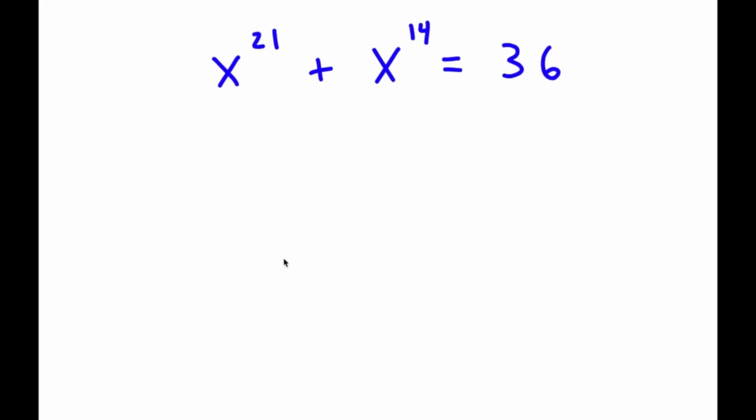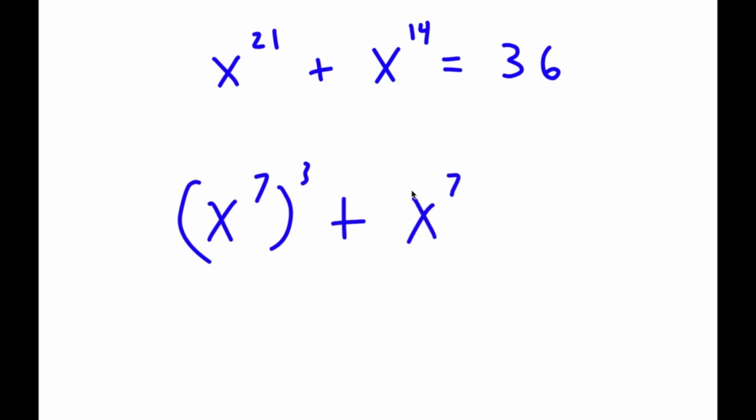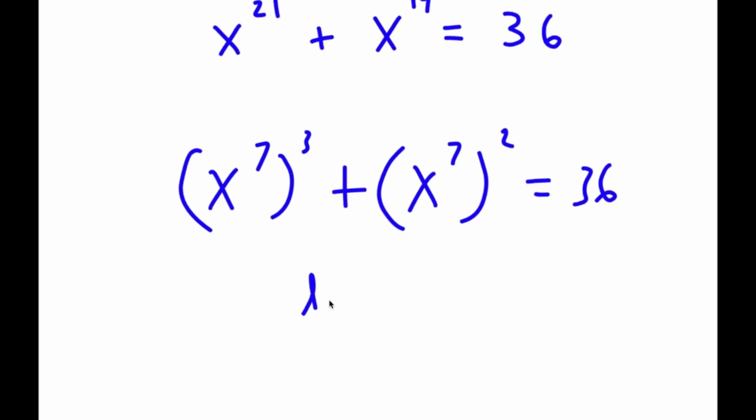Alright, so in this problem, I have x to the power of 21 plus x to the power of 14 is equal to 36. So I'm first going to rewrite x to the power of 21 as x to the power of 7 to the power of 3, and then we write x to the power of 14 as x to the power of 7 to the power of 2. Now this is equal to 36. And now I'm going to let the variable y equal x to the power of 7.